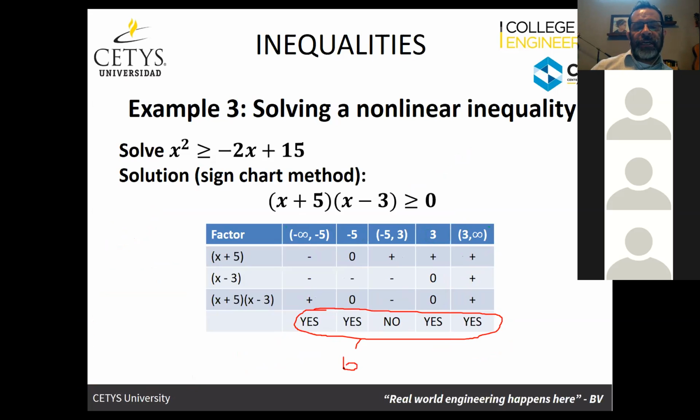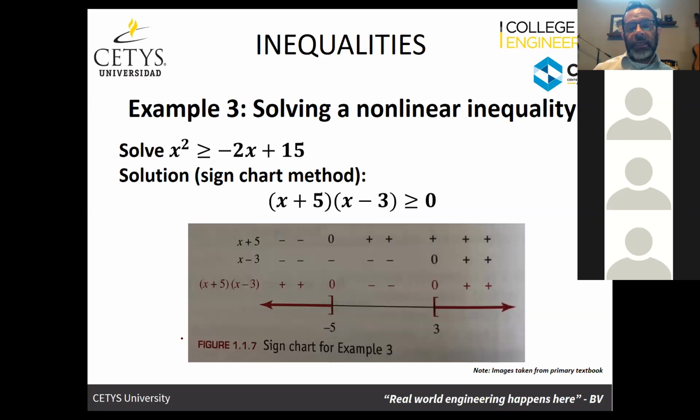That would be identifying the signs of the intervals and which of them comply with the solutions. The ones that have a yes, or a check mark, would be the solutions. So in this case, the solution to the inequality would be from minus infinite to minus 5 with a bracket because it's greater than or equal, and from 3 to infinite.